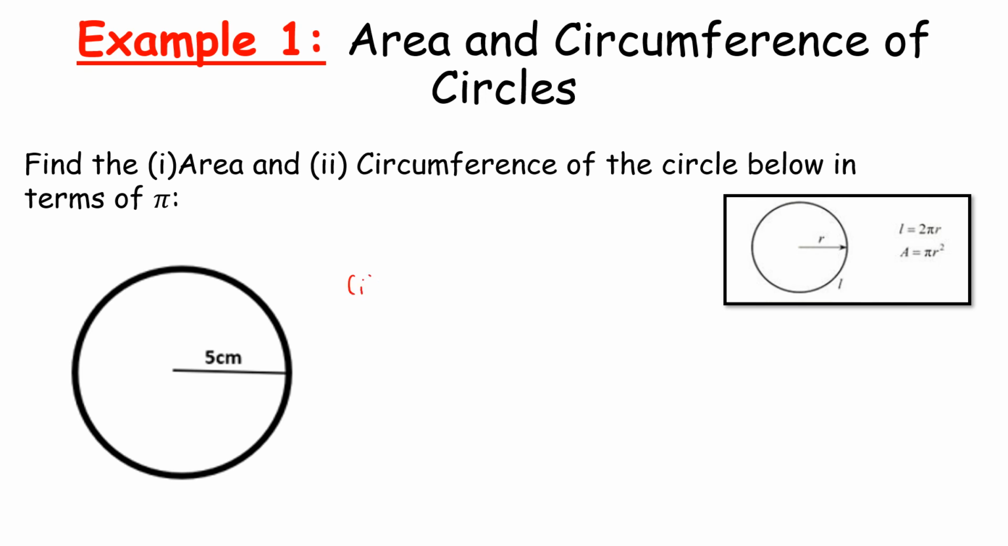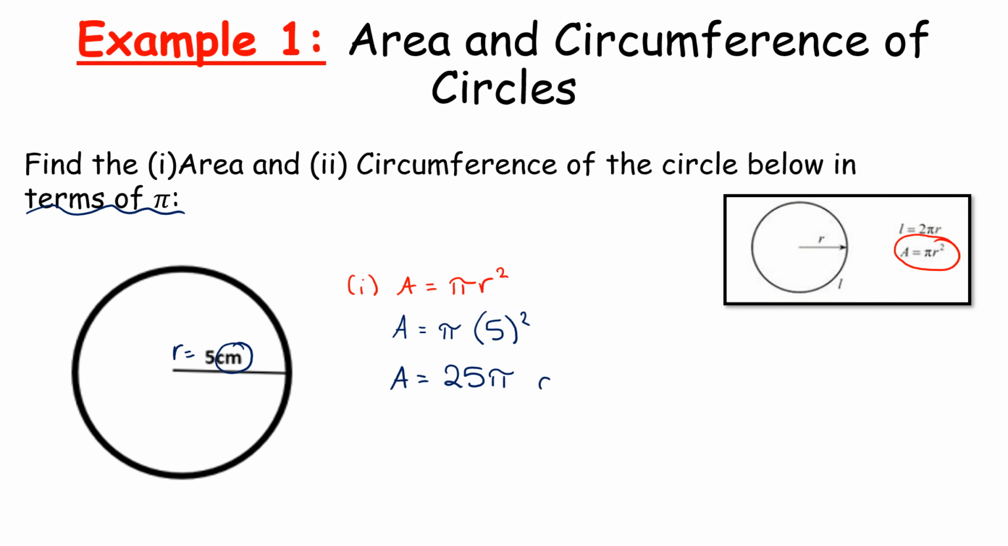So let's start with area. The first thing we're going to do is write down our formula. That's in the log tables and I have it up here beside us. So we're using A is equal to pi r squared. So my area is pi, I don't sub in for that because they want it in terms of pi, and my radius is 5. So it's 5 squared. Typing that into the calculator, my calculator gives me 25 pi. And because this started in centimeters, the area is going to be in centimeters squared.